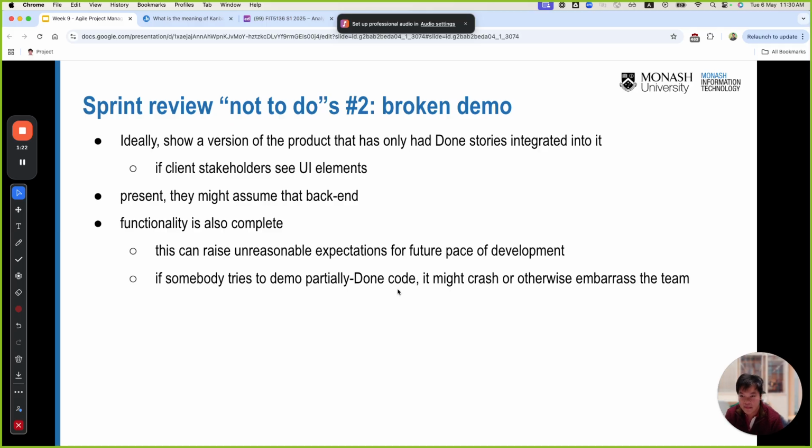They might assume that backend functionality is also complete. Yes, the functionality of the software, the product, should be completed. This can raise unreasonable expectations for the future pace of the software development as well, if you cannot deliver or complete it. If somebody tries to demo partially done code, it might crash or otherwise embarrass the team.